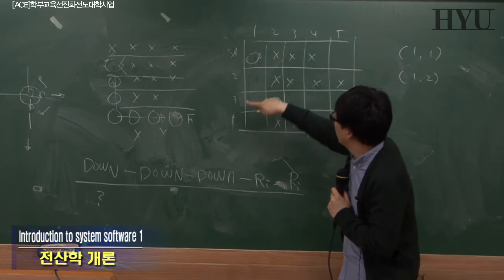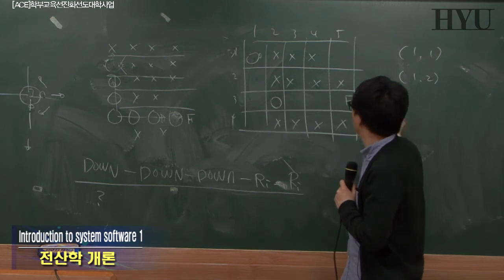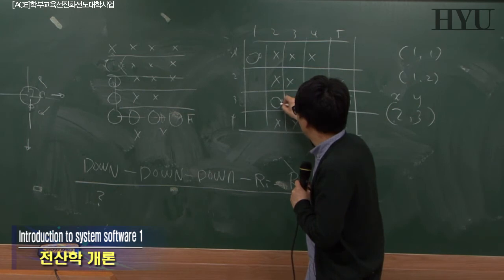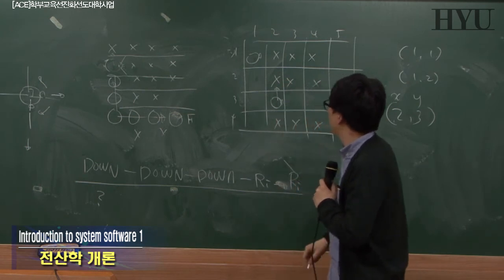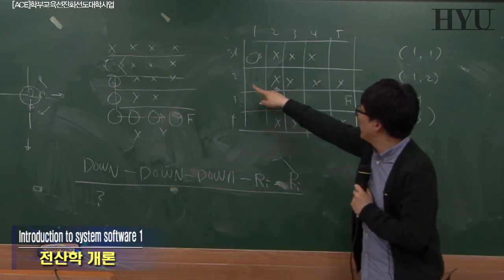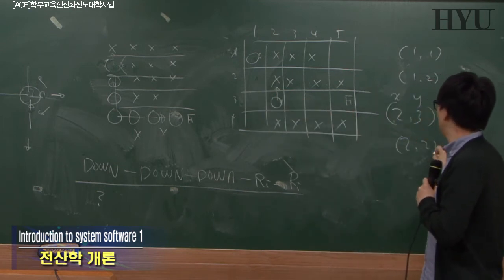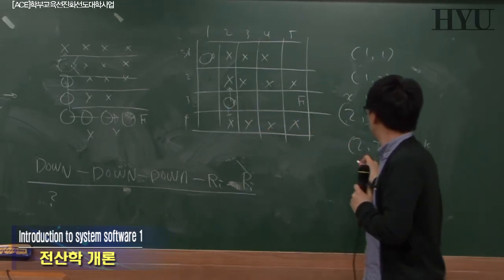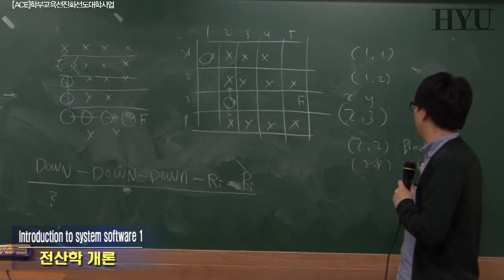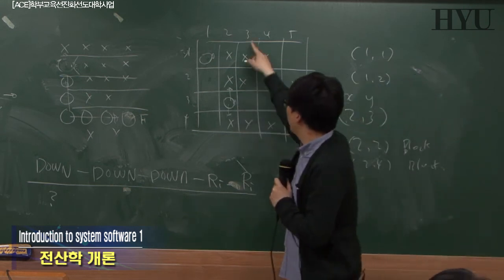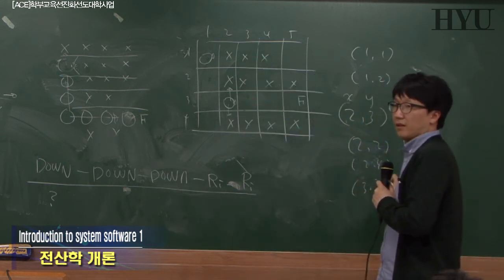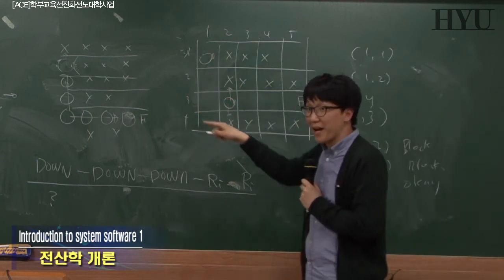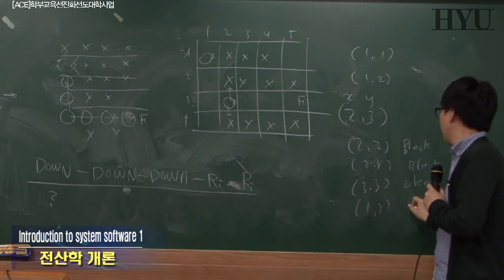say I'm in location 2,3, X and Y. Location 2,2, block. Location 2,4, block. Location 3,3, okay. And if it's going back, location 1,3, okay.